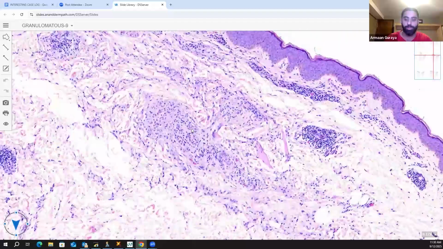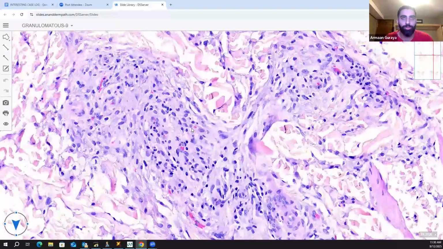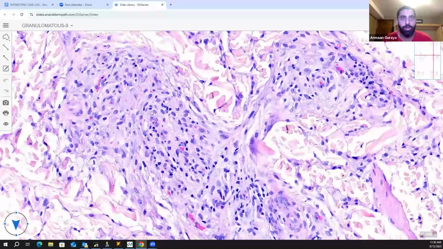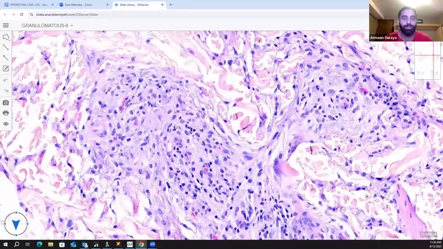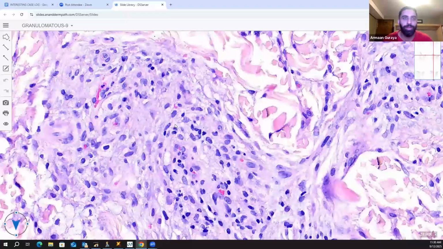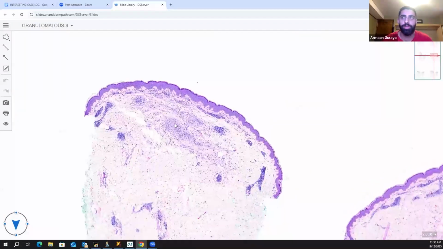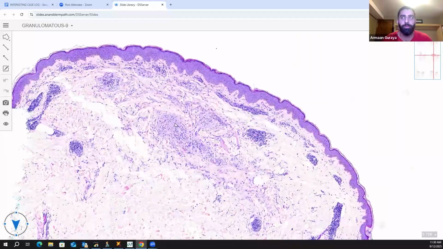I can take this one. So they just look like poorly formed granulomas, like tuberculoid granulomas. Don't necessarily see it tracking along nerves like leprosy would. So it's kind of in between just tuberculoid granuloma versus tuberculoid leprosy.